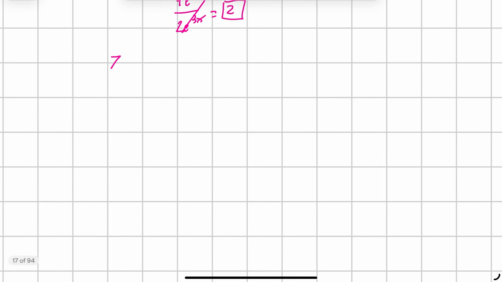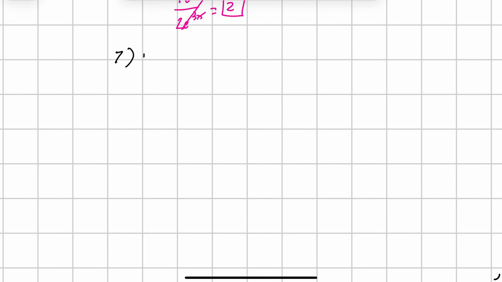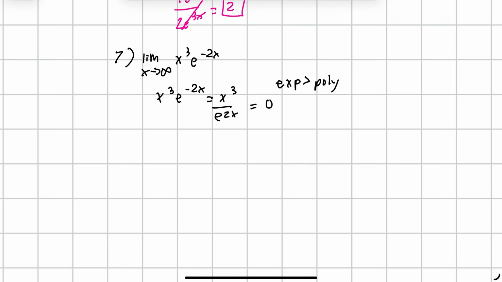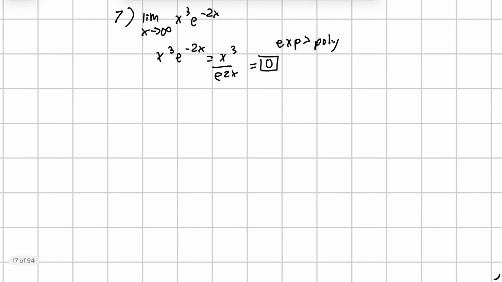Let's say, for our next example, we have the limit as x approaches infinity of x^3 e^(-2x). Rewriting this, we have x^3 e^(-2x) equal to x^3 over e^(2x). So our exponential growth is going to dominate polynomial growth, which means that this is going to go to 0, because you have this really large number on the bottom, and this is going to be smaller on the top. So you keep dividing by a large number, that's going to converge to 0.